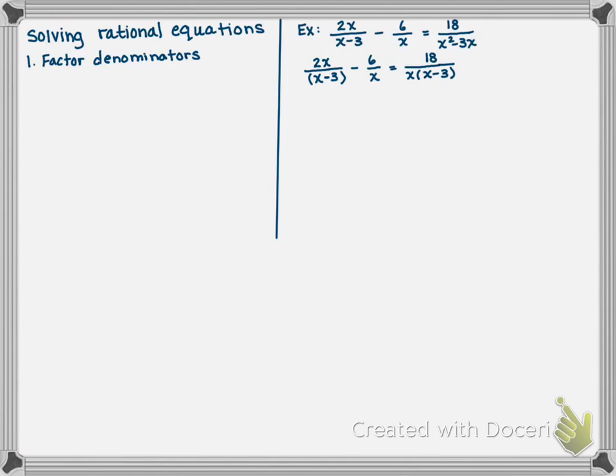And then our next step is going to be to figure out what our LCM is. What's my LCM here? Yeah, I need a factor of x minus 3, I need a factor of x, and then that takes care of all three of those fractions, right? So we're going to find our LCM.